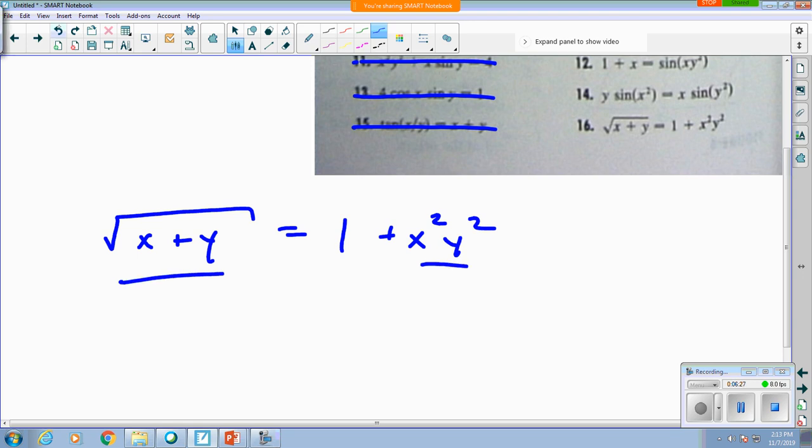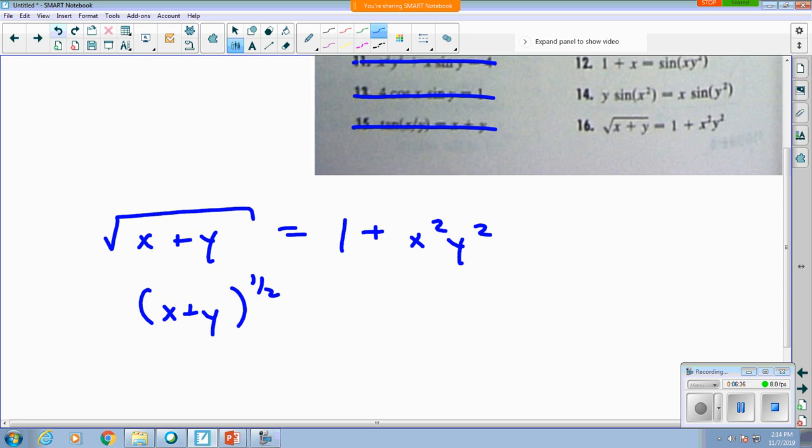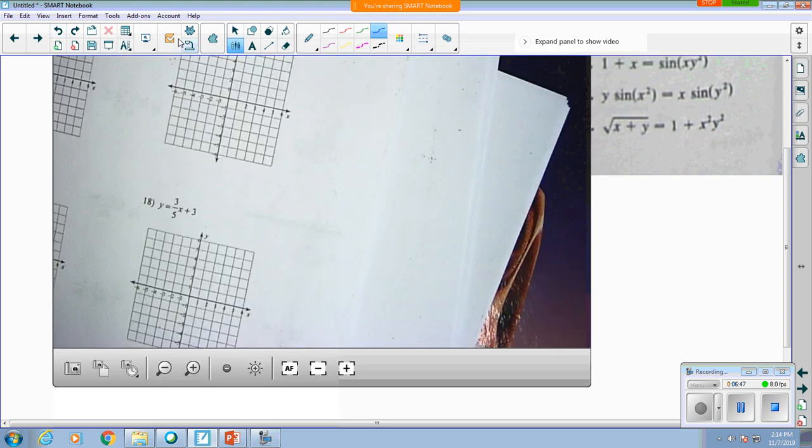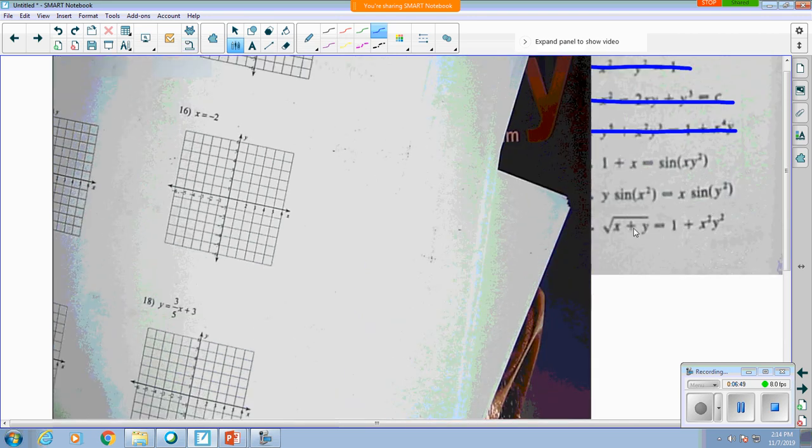All right? Everybody, if you're not seeing that this is x plus y to the half, you are going to be stuck. All right? So you got to start with that step to make this problem really possible. All right? So, sorry about that.